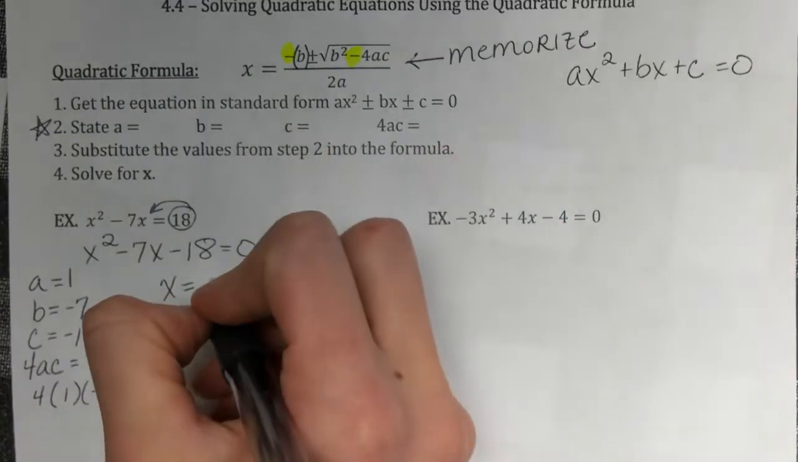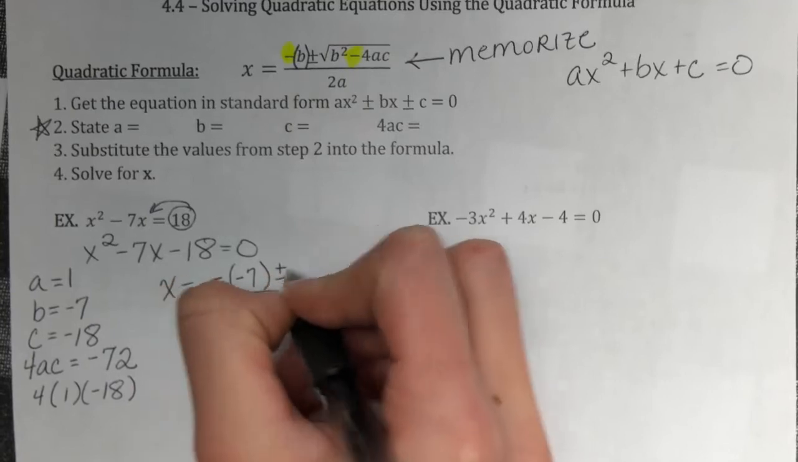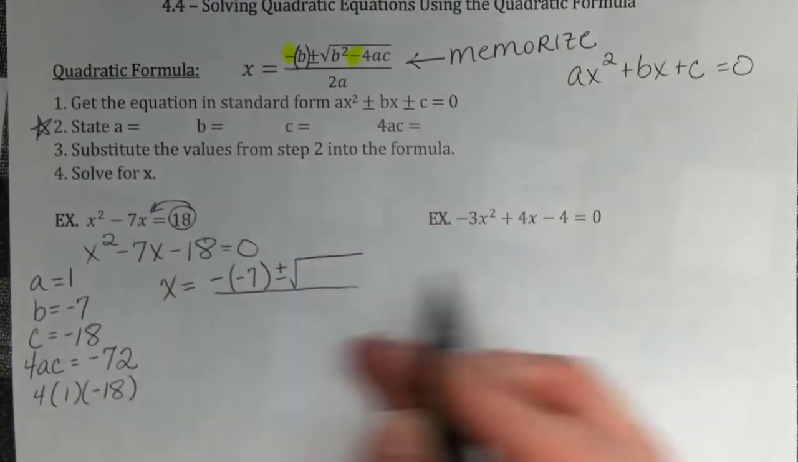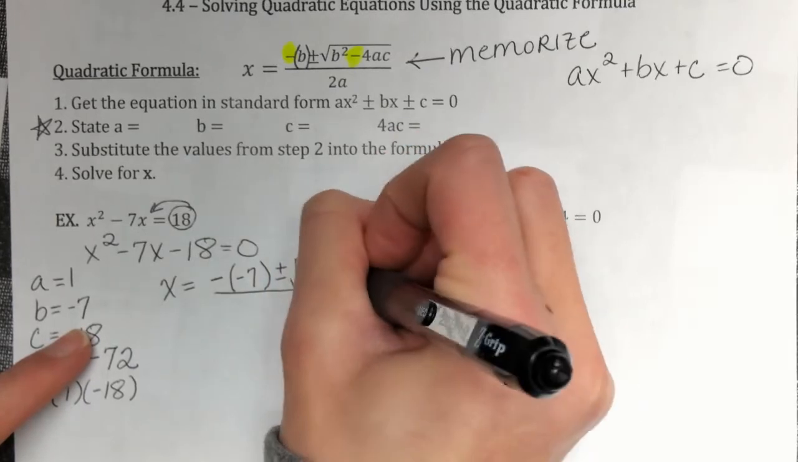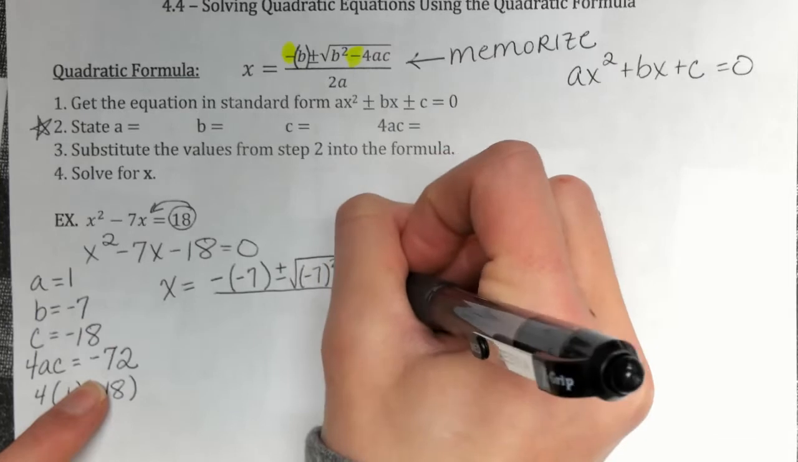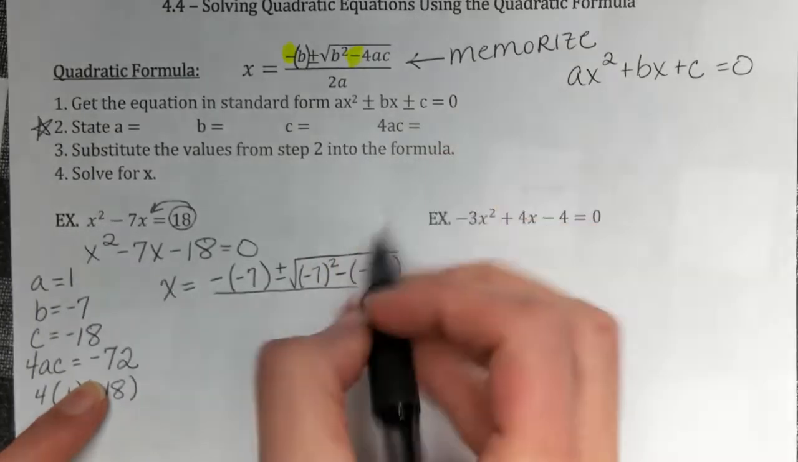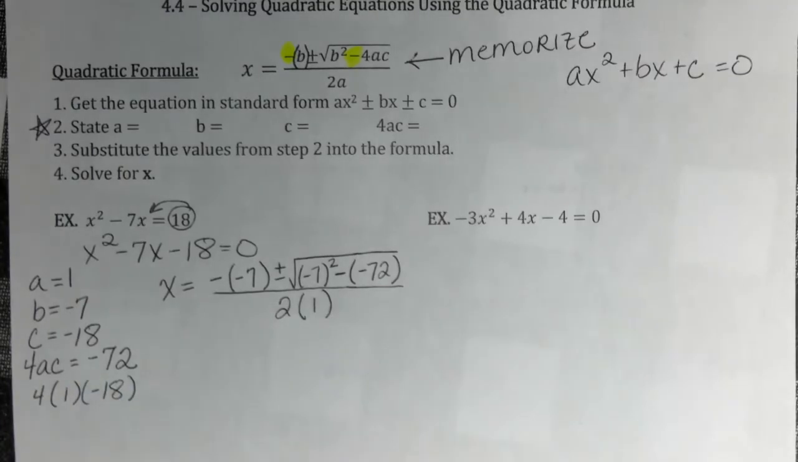So I'm going to have negative, and I'm going to plug in my b, which is negative 7, plus or minus the square root of negative 7 squared minus, and then my 4ac is a negative 72, all over 2 times my a value, which is 1.